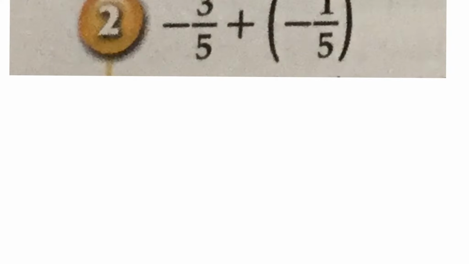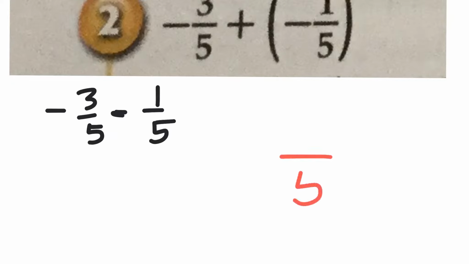You mean we're still going to have negatives? Yes, they're never going away. So here we go. We've got negative 3/5 plus negative 1/5. Do these fractions have the same denominator? Yes, they do. So we know our answer is going to be that denominator, 5. And then look at the numerator.